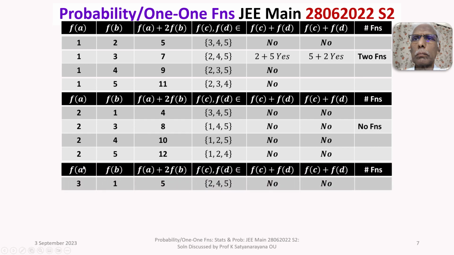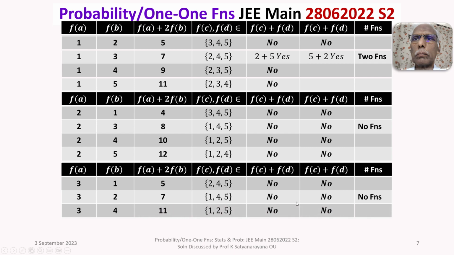Now, let us check. F of A is 3, F of B is 1. So F of A plus 2 times F of B is 5. F of C, F of D can be 2, 4, 5, other than 1, 3. We cannot write 5 as the sum of two numbers here. So, no functions. Similarly in the other cases. With F of A equal to 3, no function qualifies. So far we have got only two functions.